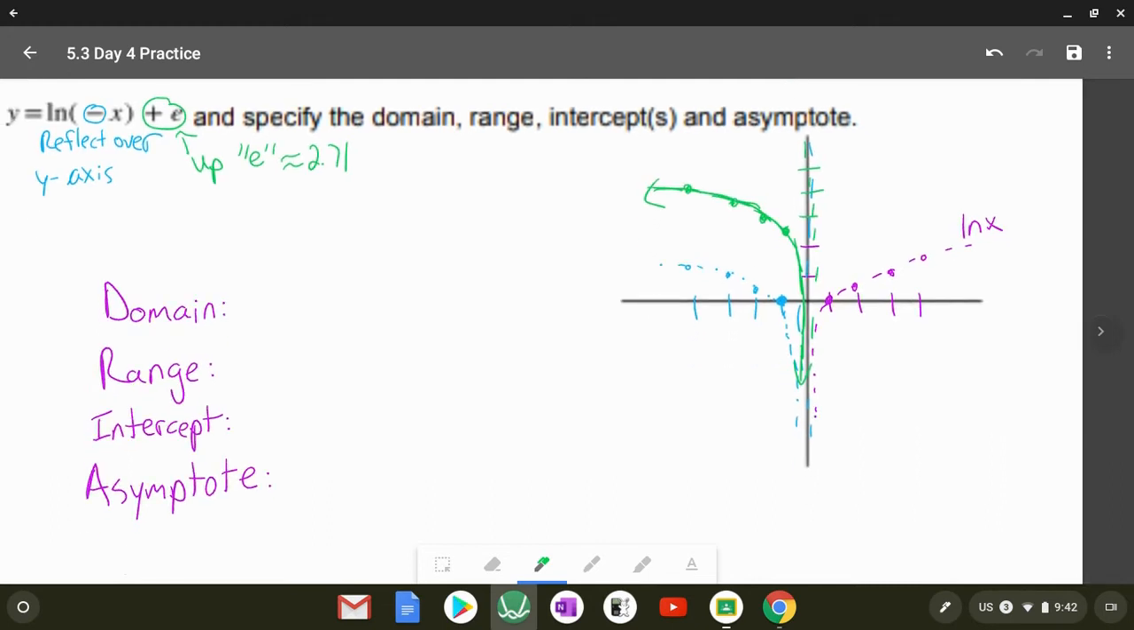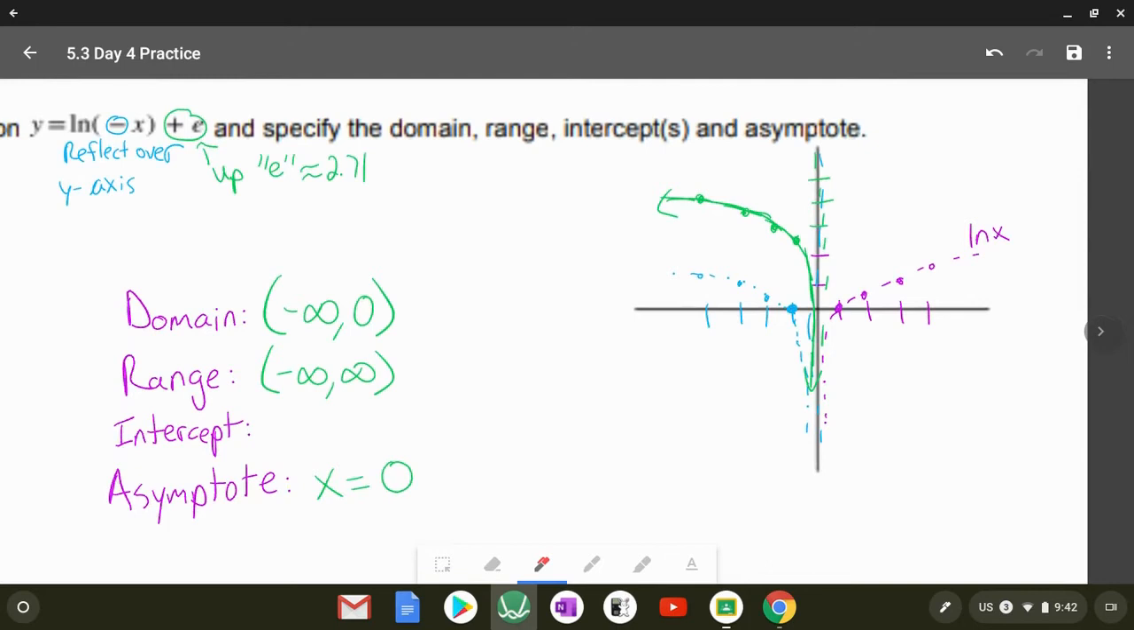So using that graph, the domain, this time we're coming from the left up to 0. So negative infinity up to 0. The range is still up and down forever. We're going to come back to the intercept. The asymptote did not change. But let's go ahead and talk about the intercept.